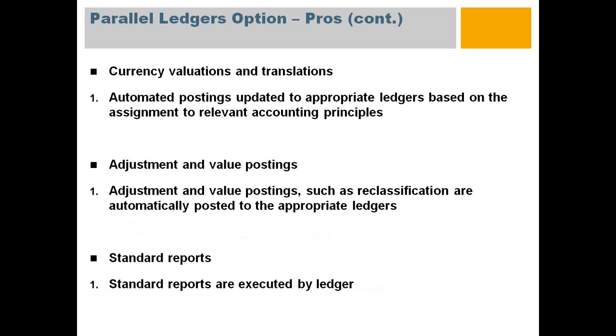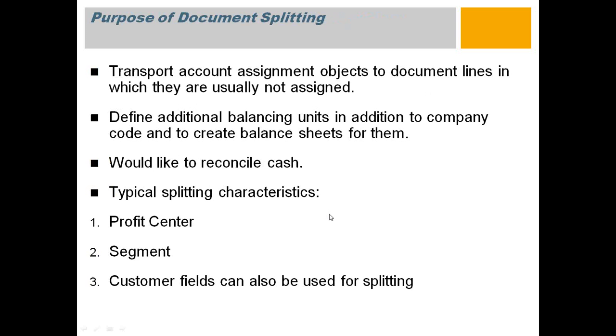Currency valuations: the automatic postings are updated to the appropriate ledgers based on the relevant accounting principles. Again, we'll talk about the accounting principles, how they are assigned, and different currency valuations. And then the main thing is the splitting. The system automatically splits the accounting. Let's say you have a vendor line item. The system automatically splits that based on profit center, segment, and other custom fields. We'll look at that concept in a second.